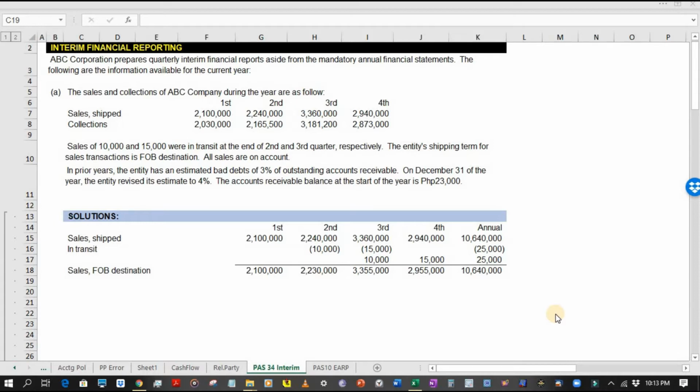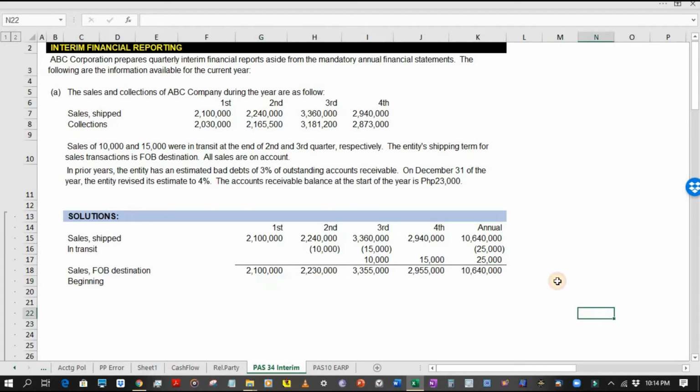In prior years, the entity has an estimated bad debts of 3% of outstanding accounts receivable. So it means that the entity uses the allowance method, specifically the outstanding accounts receivable balance method. On December 31 of the year, the entity revised its estimate to 4%. So there is a change in estimate that occurred at the end of the year. The accounts receivable balance at the start of the year is 23,000 pesos.